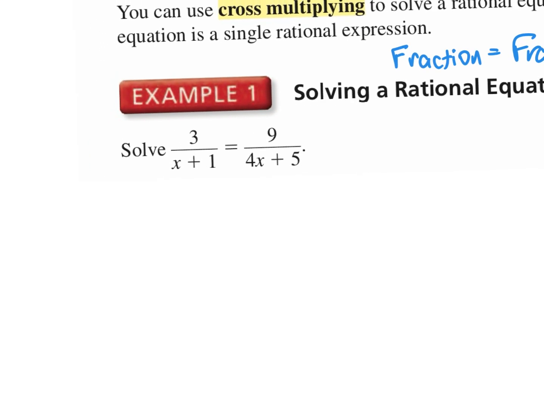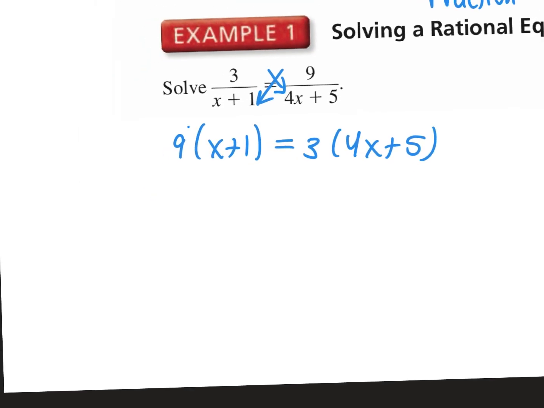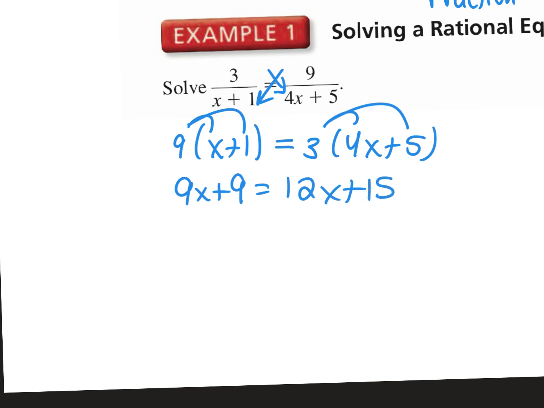Do you guys notice here in this first example how you have a fraction on the left, fraction on the right, so we can cross multiply. That's what we're going to do. 9 times x plus 1 equals, and cross on this side, 3 times 4x plus 5. And now we just solve that basic equation. What do we do with the 9 out in front? Distribute. So you have 9x plus 9. Over here we distribute. We have 12x plus 15.